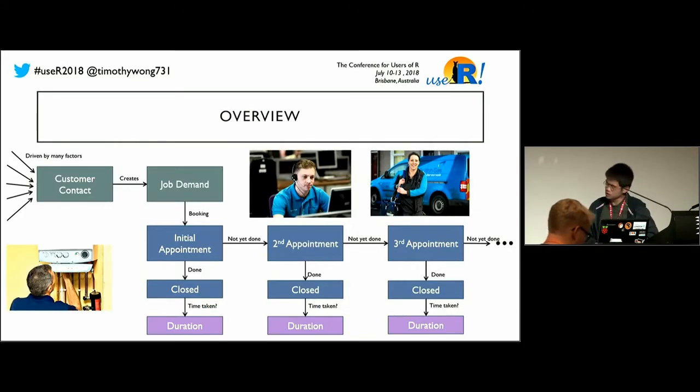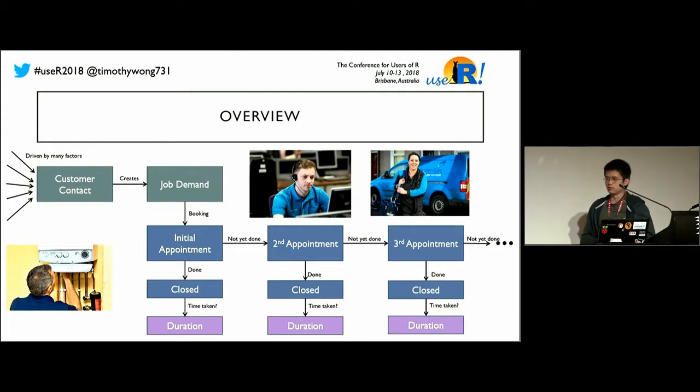As an overview, the whole problem is about predicting appointments going forward into the future. Let me go through several concepts first. When a boiler is broken, a job is created. A job doesn't equate to an appointment. Job and appointment are different things. A job normally requires several appointments in order to close, complete, and resolve.